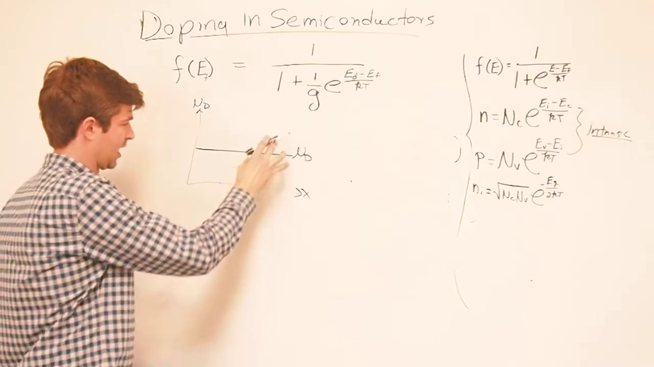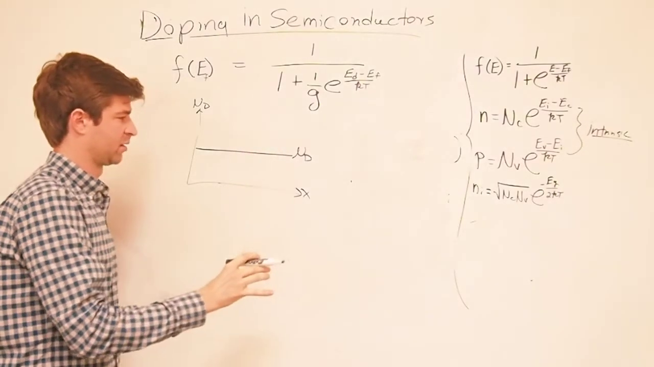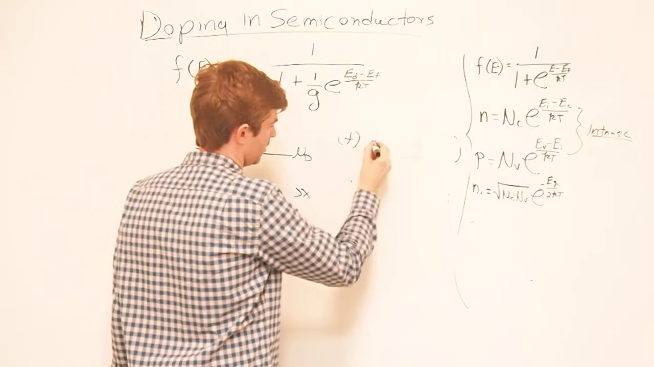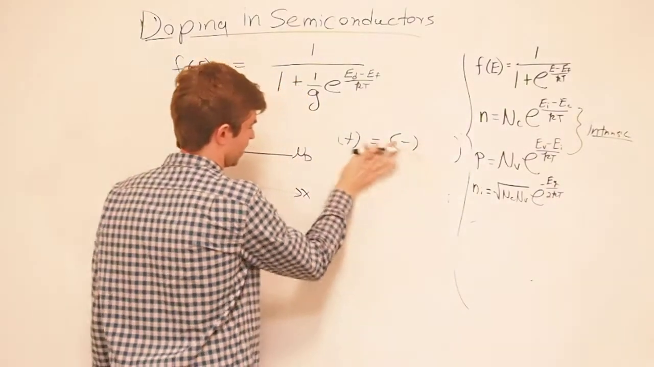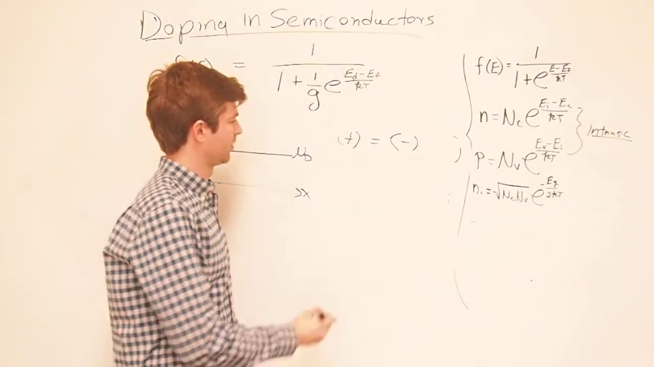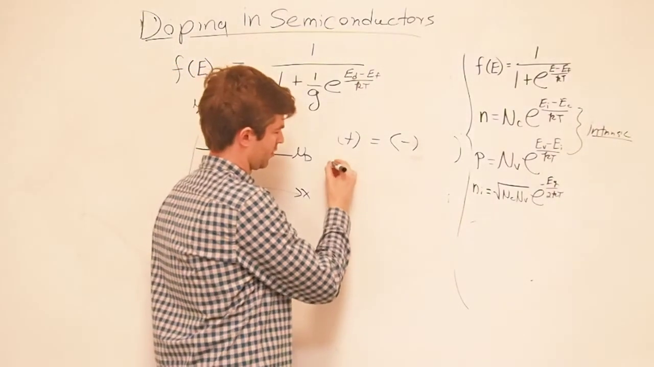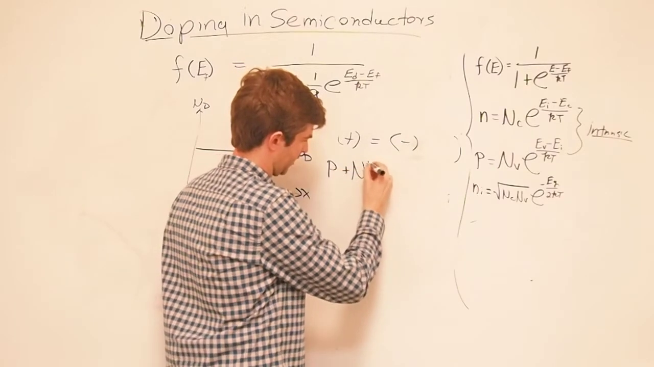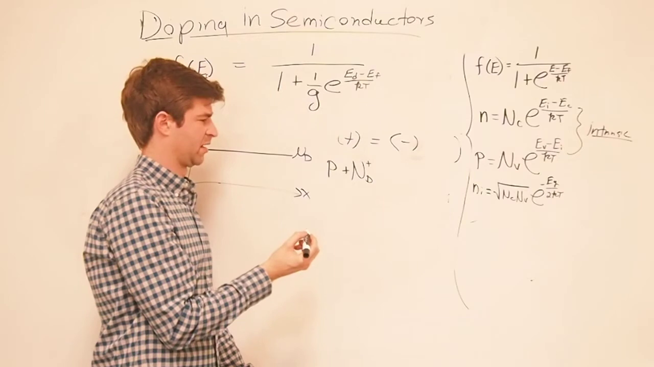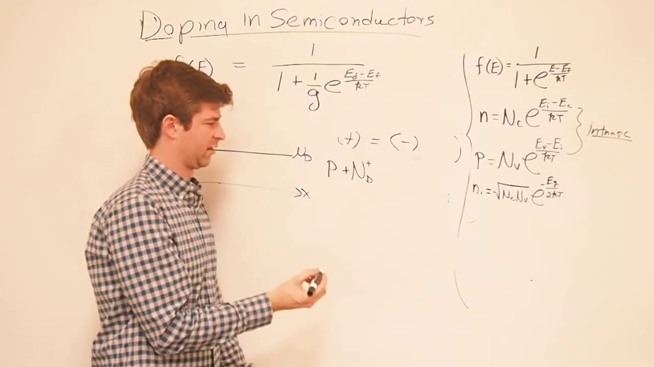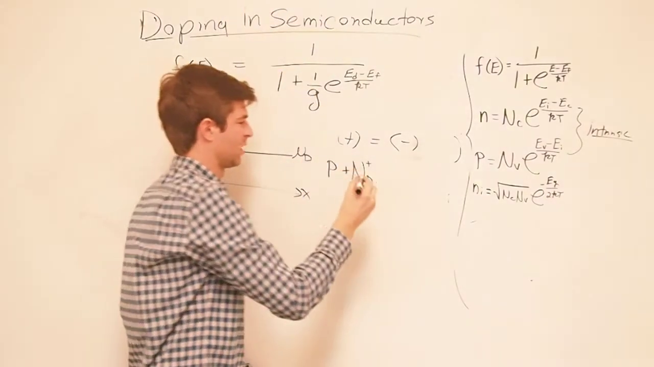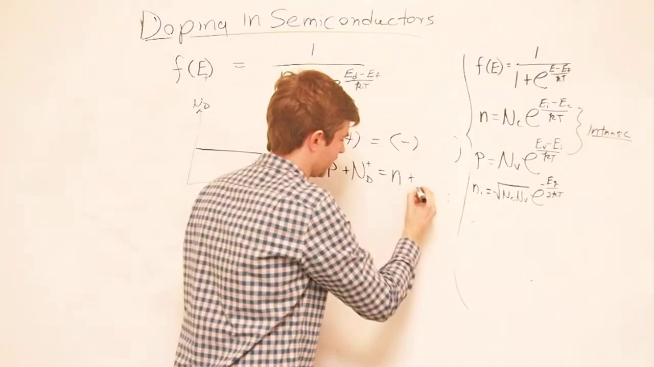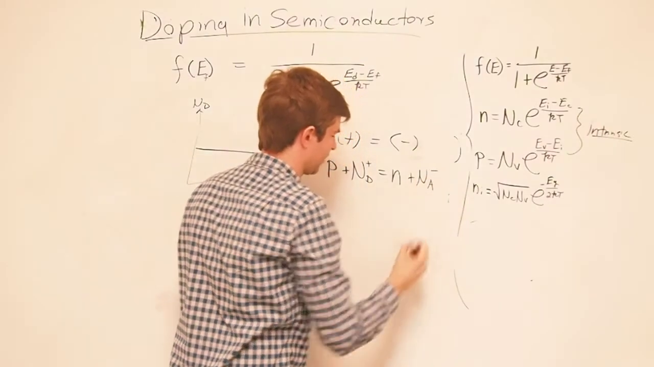Then the charges everywhere at any point in the semiconductor should all be equal. That means all the positive charges should be equal to the negative charges, right? So what are our positive charges? P plus ND plus. We have all these donors that become positively ionized every time they lose an electron to the conduction band. That is equal to our negative charges. Well, N is a negative charge plus NA minus.